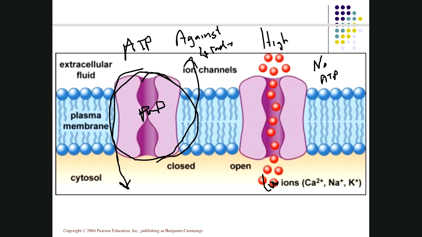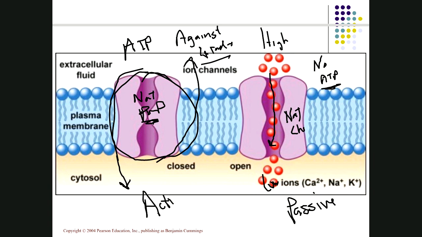So look, this is a sodium channel, and this is a sodium pump. So sodium channels only go down their gradient. It's passive. It's diffusion. Does not require ATP. It can only go down its gradient. But a pump moves against the gradient. It's active. It's active transport, and so it requires ATP.